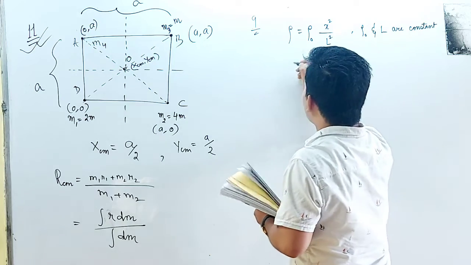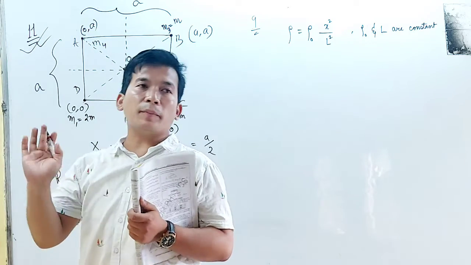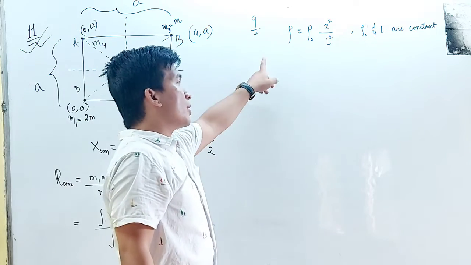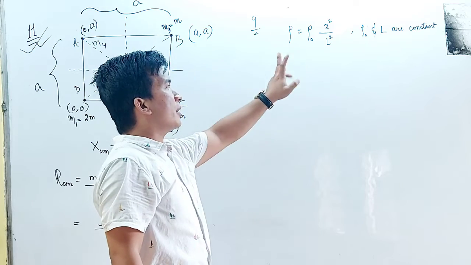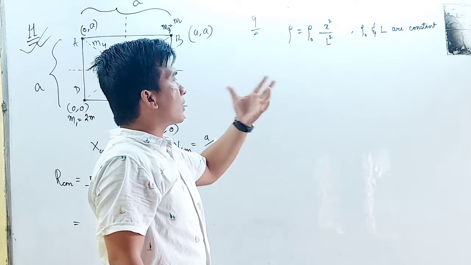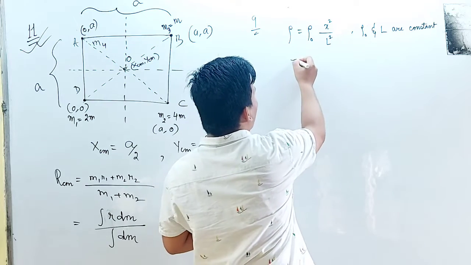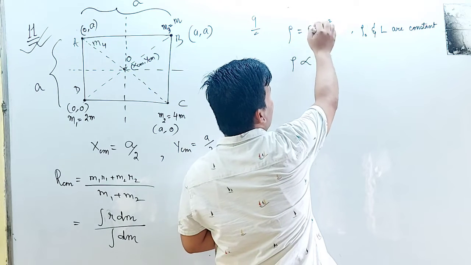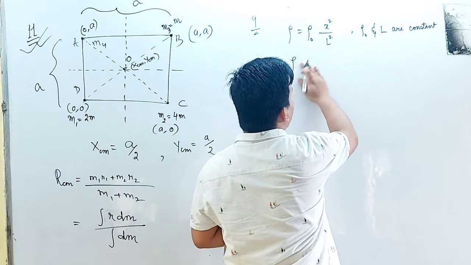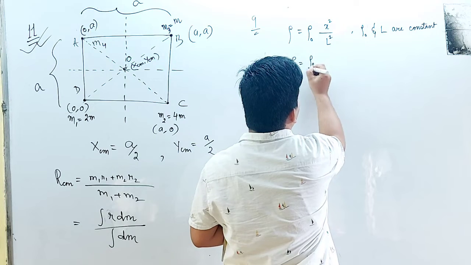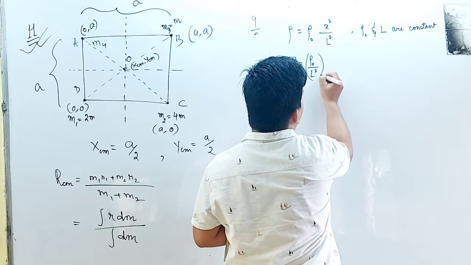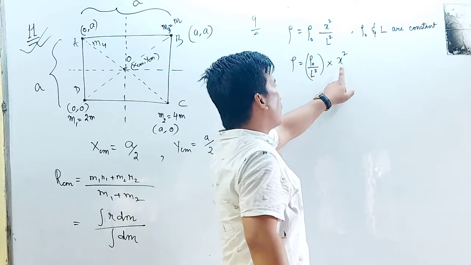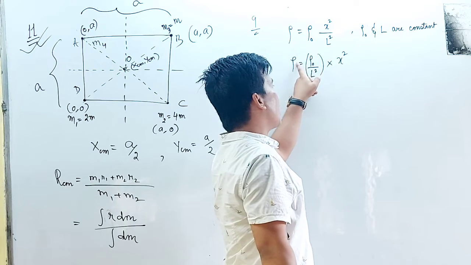In the equation, rho is equal to rho naught x square divided by L. According to our simple understanding, your rho is directly proportional to your x square, and this is constant, this is also constant. That means we can write rho is equal to rho naught divided by L square, a fixed value, times x square. For any change in the value of x there will be a change in the value of rho.